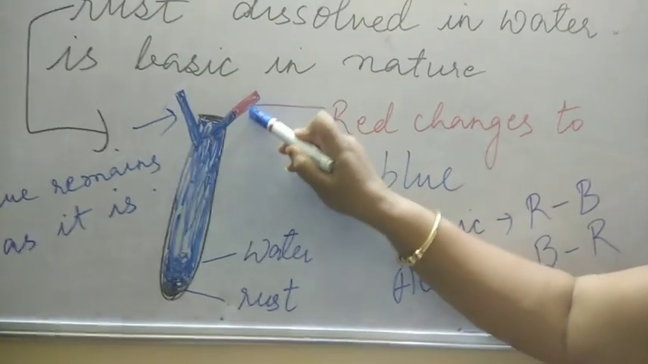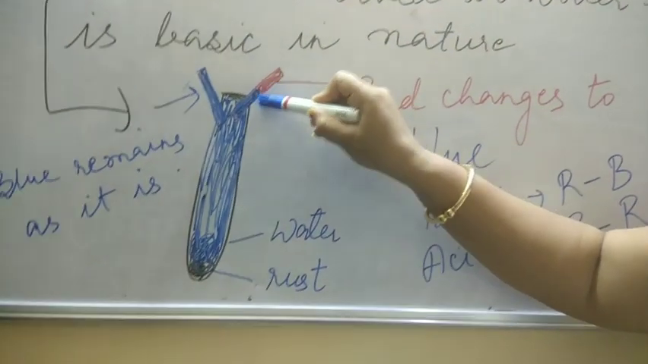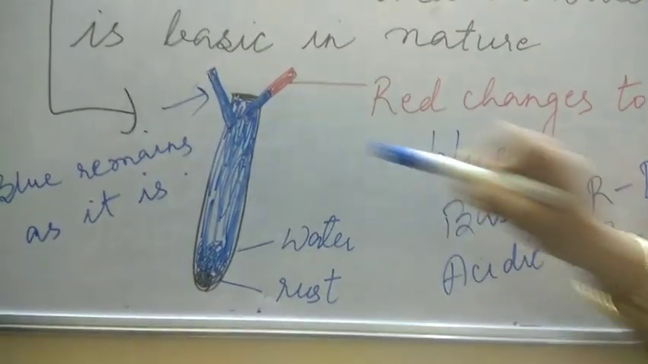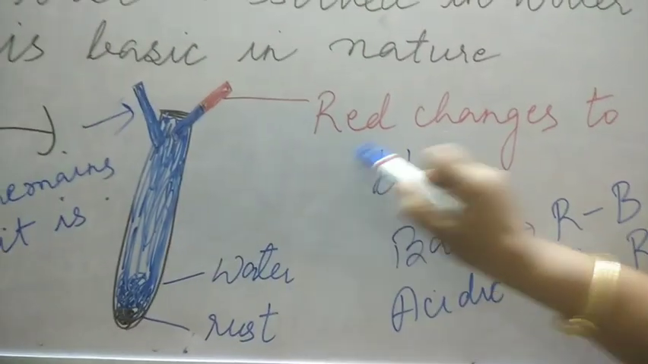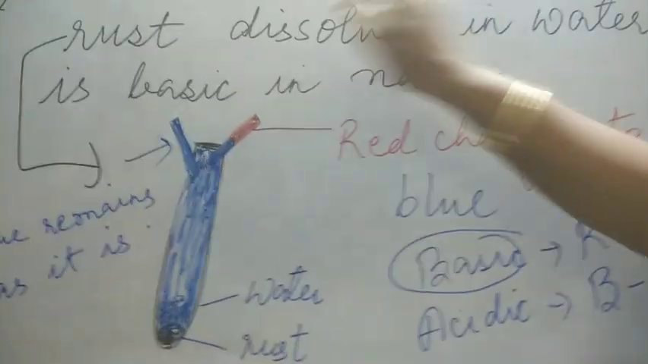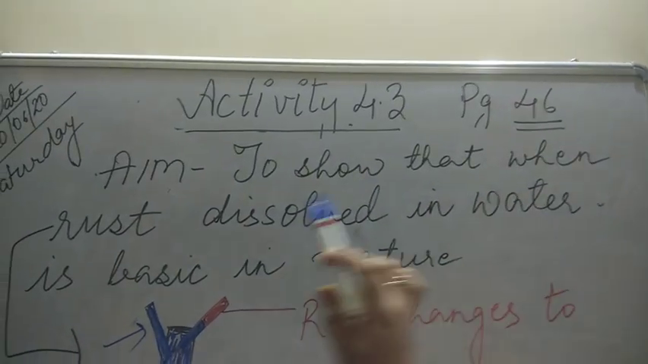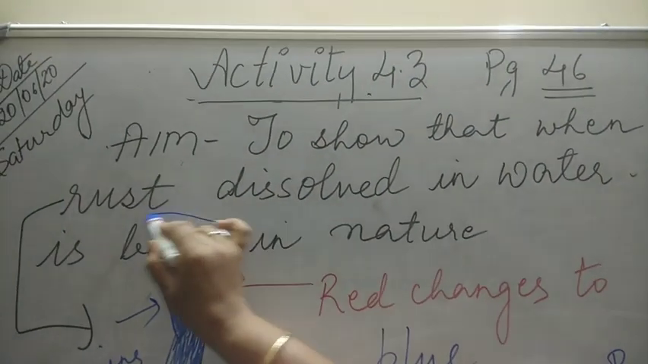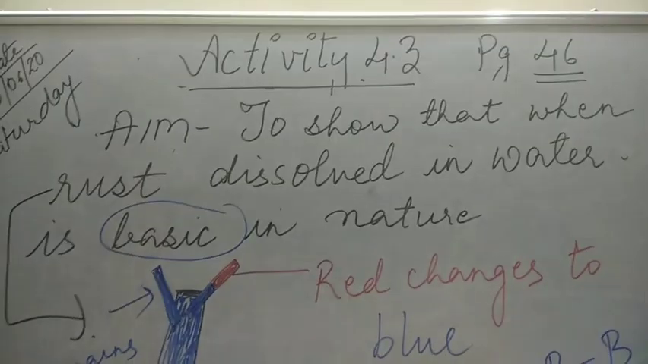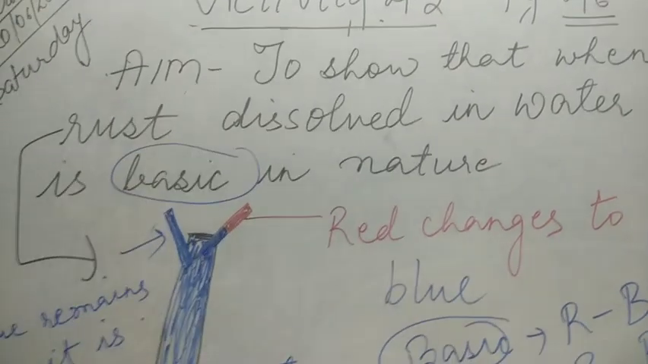We find that the red, the half of the litmus which you have dipped in the suspension, the color of the half which you have dipped has changed from red to blue. So when the color changed from red to blue, it gives an indication that it is basic in nature. So our aim was, children, to show that rust dissolved in water is basic or acidic. And our conclusion comes here: yes, the suspension in the test tube is basic in nature by the litmus paper test.